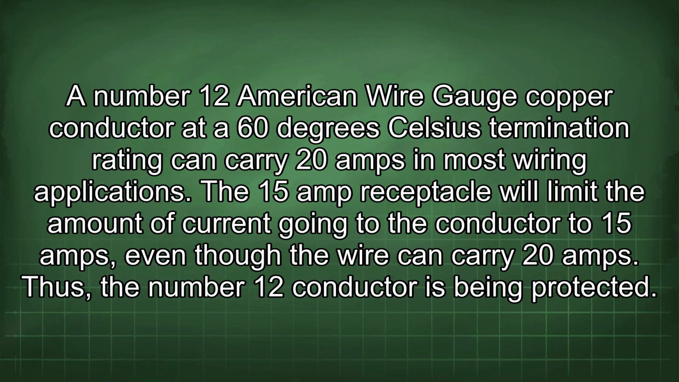A number 12 American wire gauge copper conductor at a 60 degrees Celsius termination rating can carry 20 amps in most wiring applications. The 15 amp receptacle will limit the amount of current going to the conductor to 15 amps, even though the wire can carry 20 amps. Thus, the number 12 conductor is being protected.